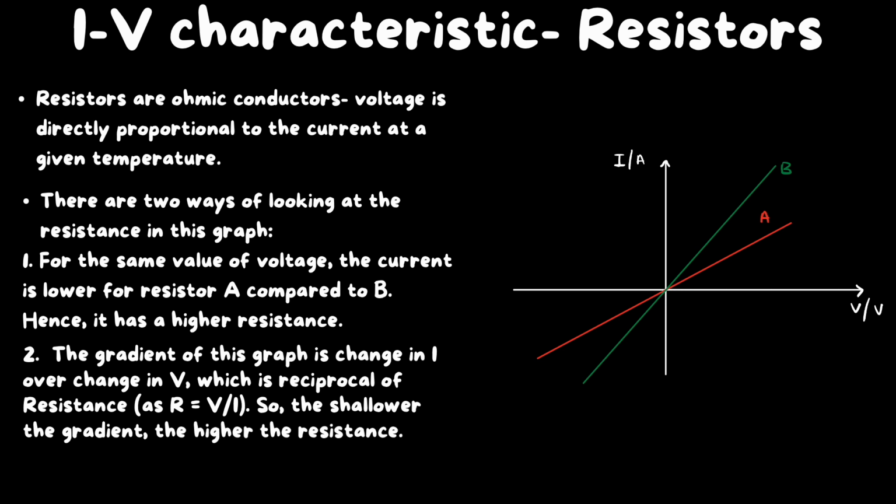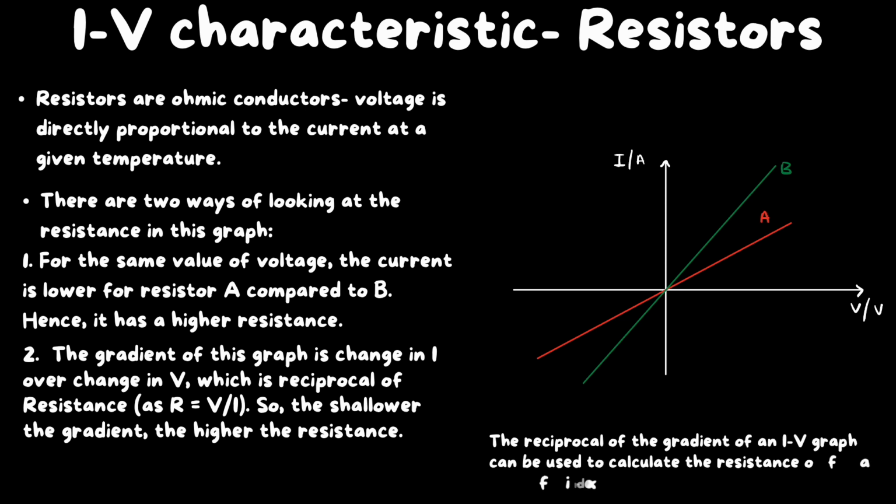So we can see that quite easily from the graph, that the gradient is always the change in the y-axis, which is I, divided by the change in the x-axis, which is V. So I over V is the reciprocal of the resistance, as resistance is V over I. So basically, if you want to calculate the resistance, it will be the reciprocal of the gradient.